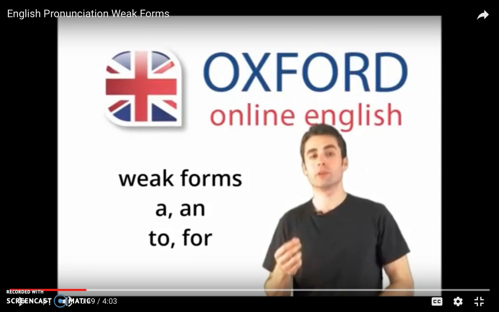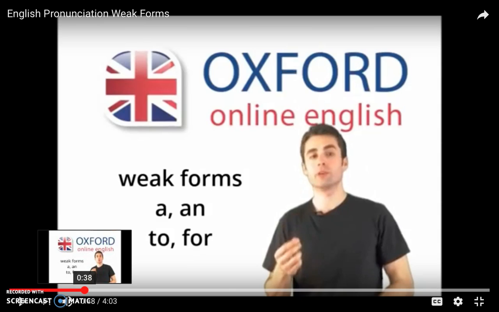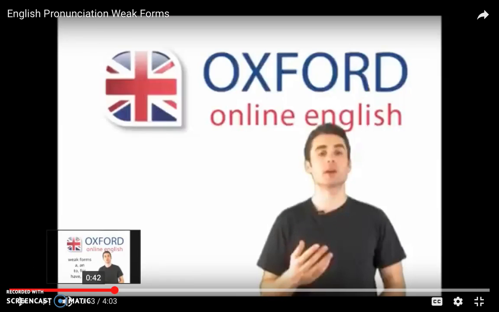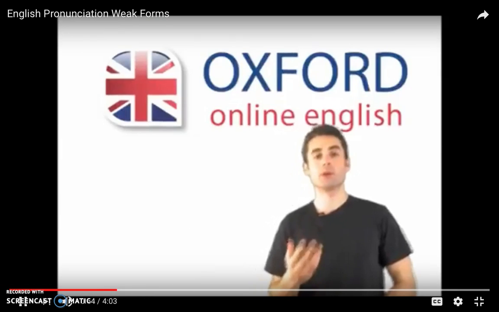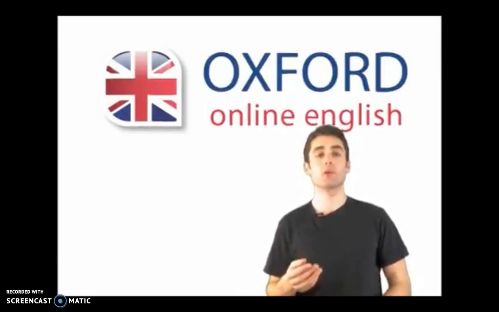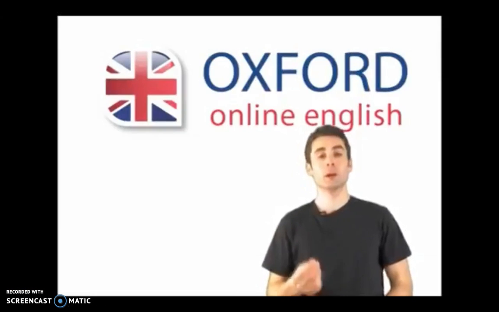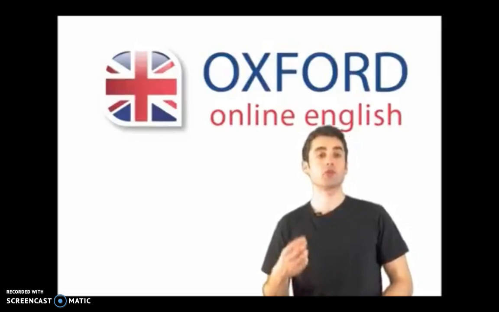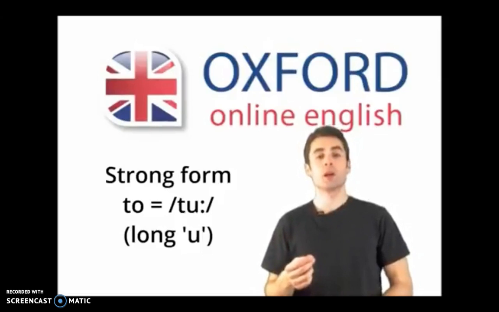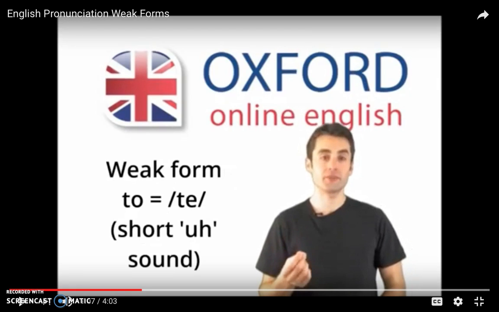Now the presenter then differentiates between regular pronunciation and weak form pronunciation. And some of the common weak forms. For example, the word to. By itself, we pronounce it to. In a sentence, it often becomes ta.